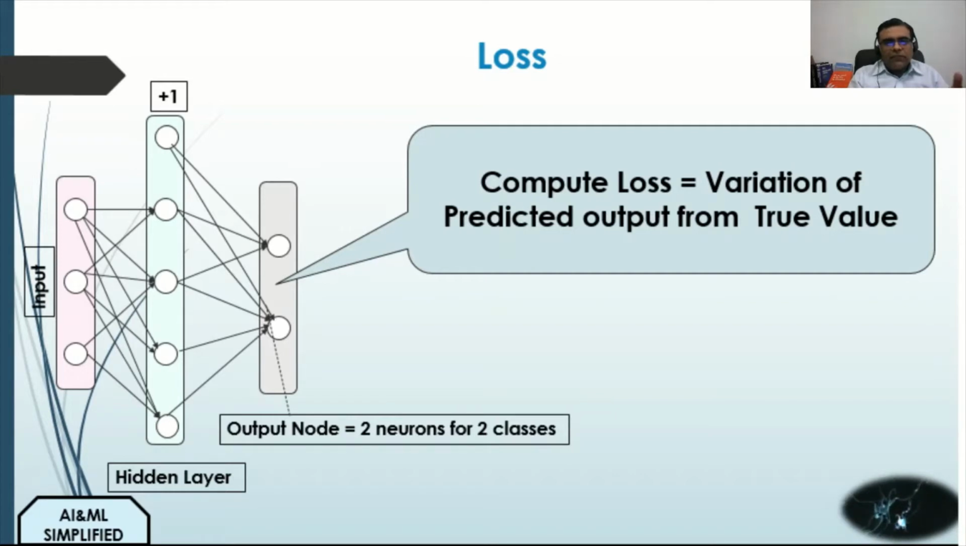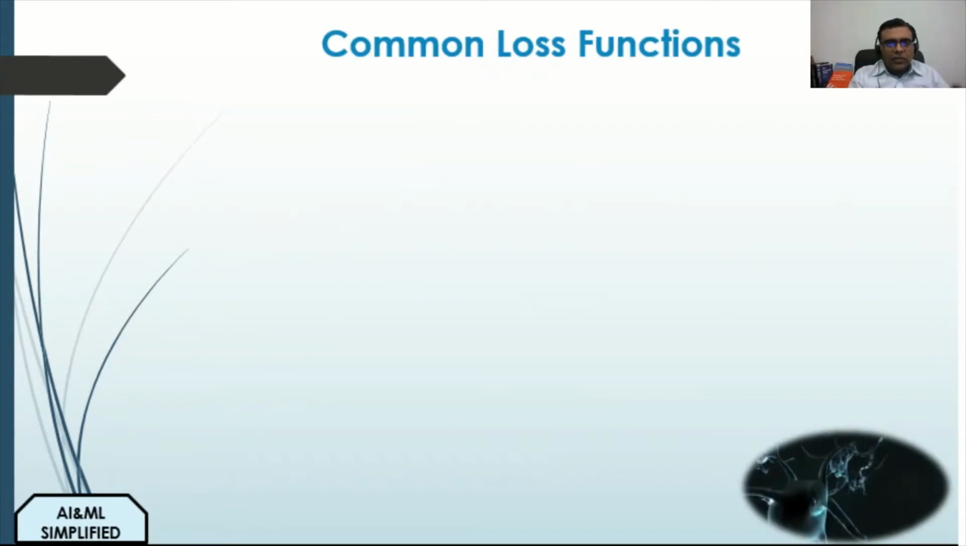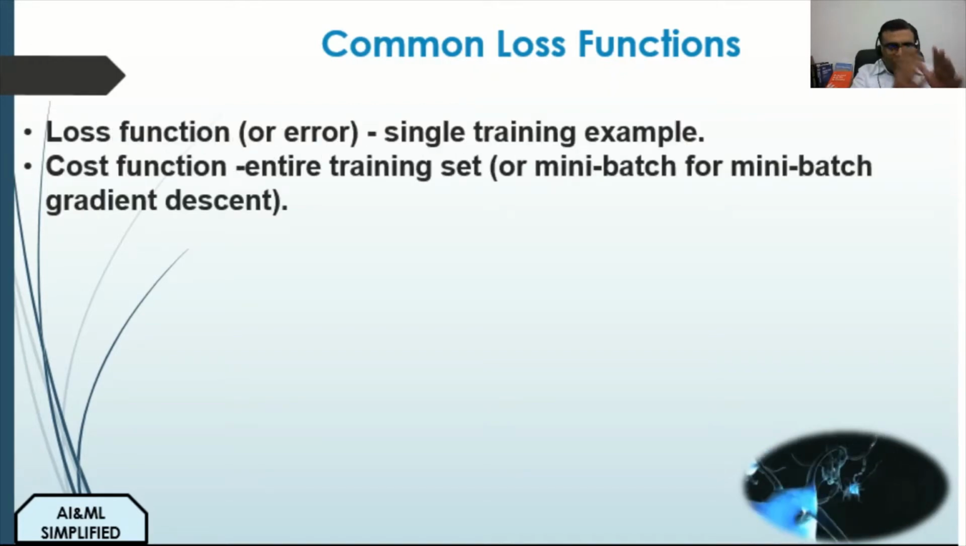We use different terms like loss function, error function, and cost function. Typically, loss and error terms are used interchangeably. When we consider one training example, we call it the loss or the error. However, when we consider the entire training data set, or in the case of mini batch gradient descent, a mini batch, then the loss associated with this data is called the cost function.